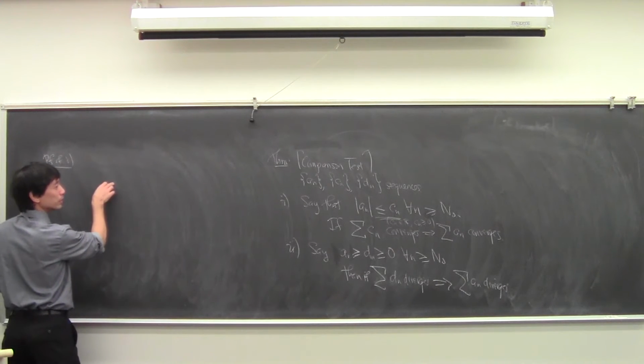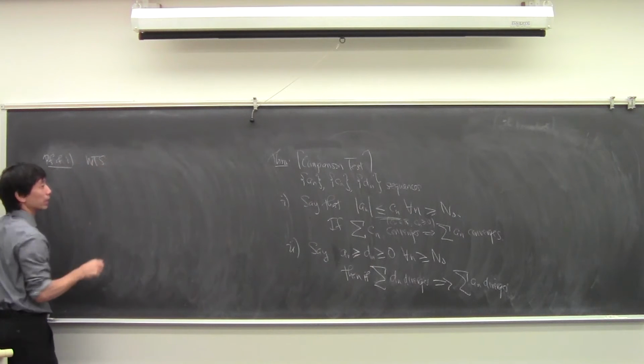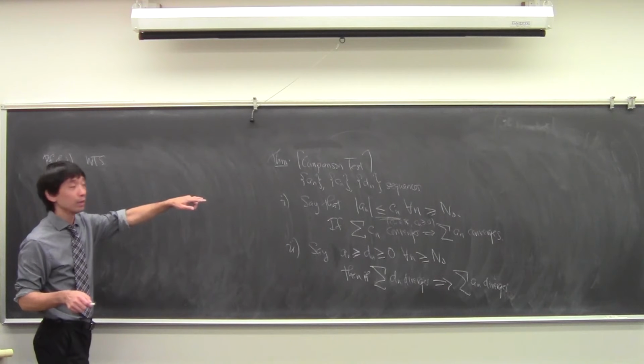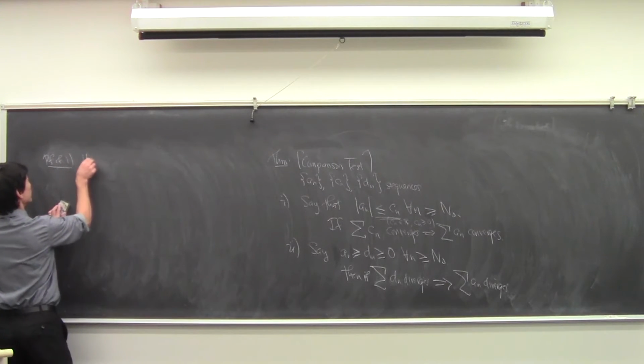Right. So what do we want to show? Okay. We want to show that the sum of the A sub n converges, right? So let's use the Cauchy criterion.